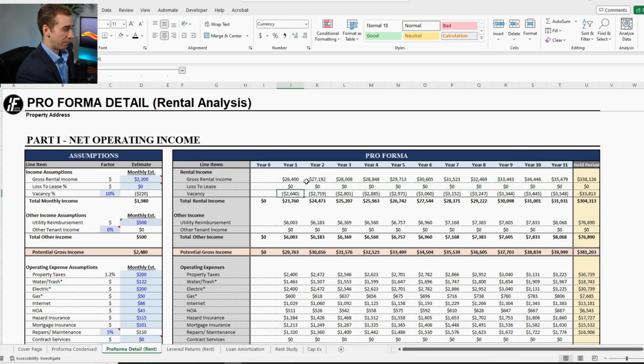Now, you also have to take out vacancy. So in this case, I've assumed 10% vacancy. Why 10%? Well, this basically comes out to roughly 1 month of vacancy per year. And so if you're in a good market, that's a good way to look at that.